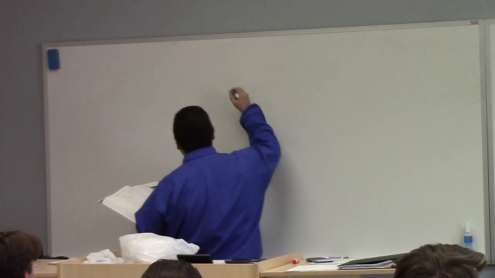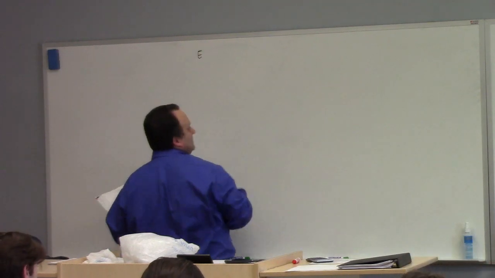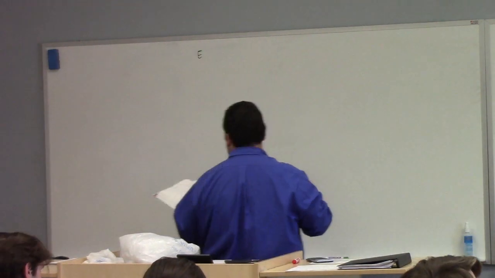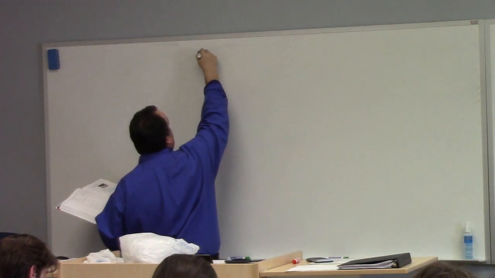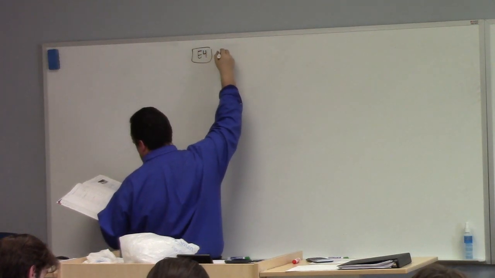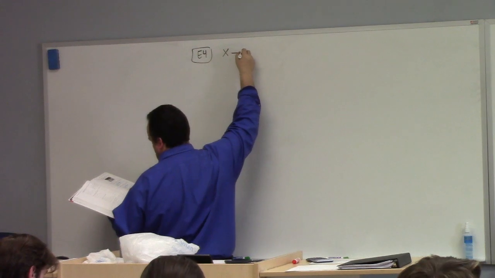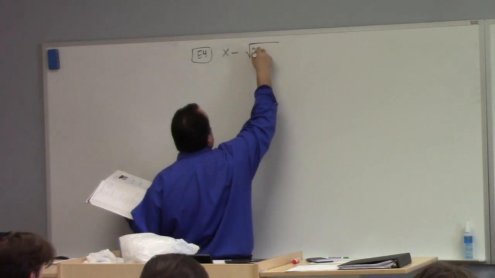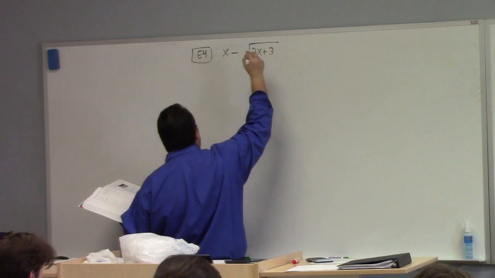So let me get us started here on an example of this nature. This would be like problem 45 in section 1.6. Here we go. What example am I on? 4? Okay. So here we're up against x minus the square root of 2x plus 3, right?